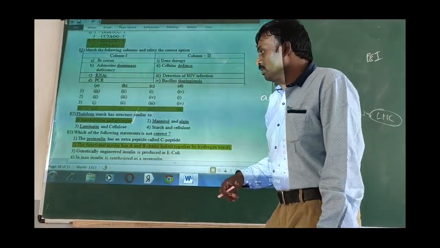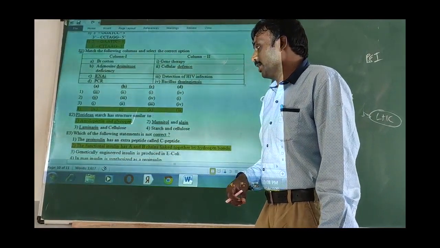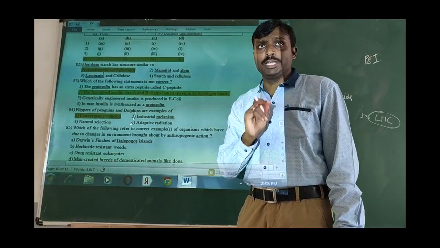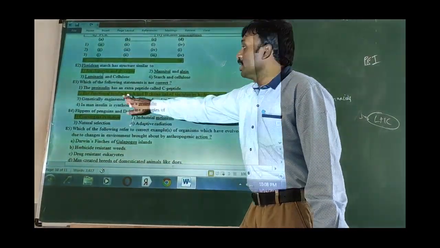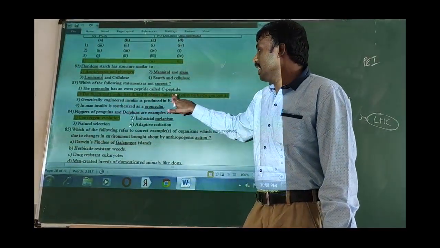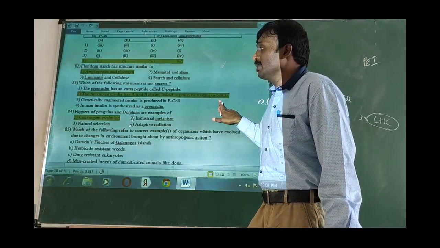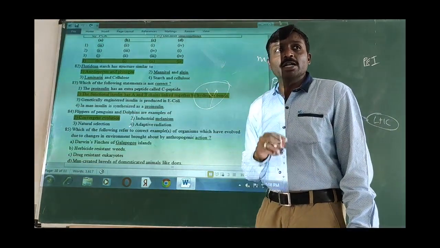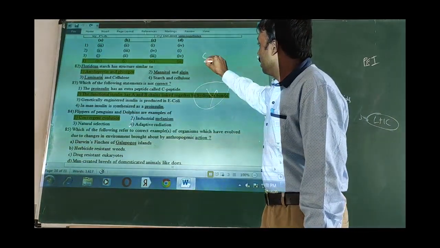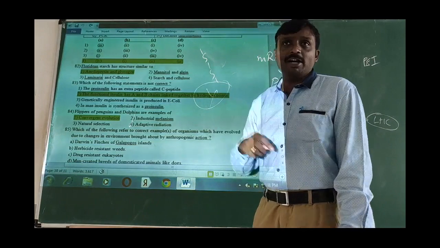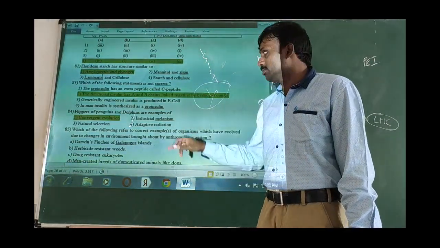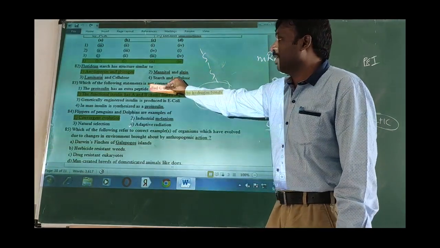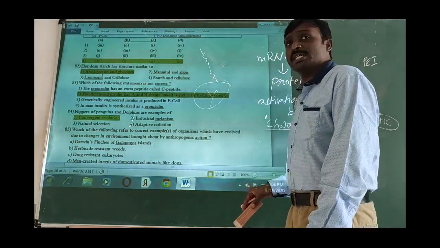Then question 83. Which of the following statements is not correct? Here they gave some statements regarding insulin. Functional insulin has A and B chains linked together by hydrogen bonds. So hydrogen bonds is the keyword here. Actually they are linked together with disulfide bonds, not hydrogen bonds. So that's why this statement becomes our answer, because they asked for the not correct, wrong statement.